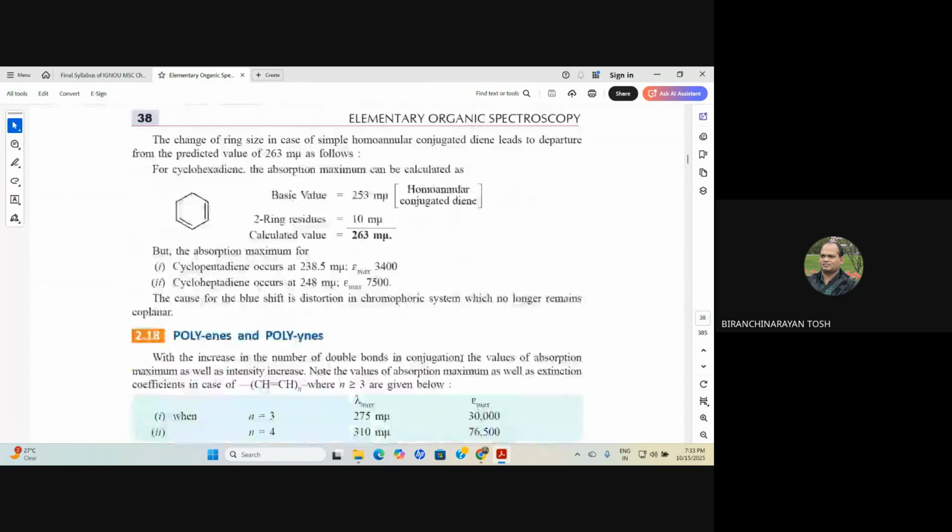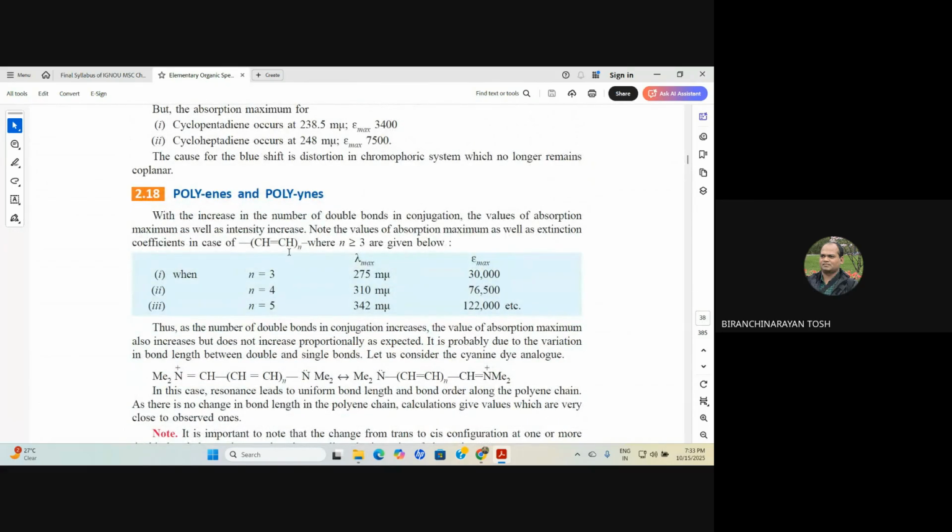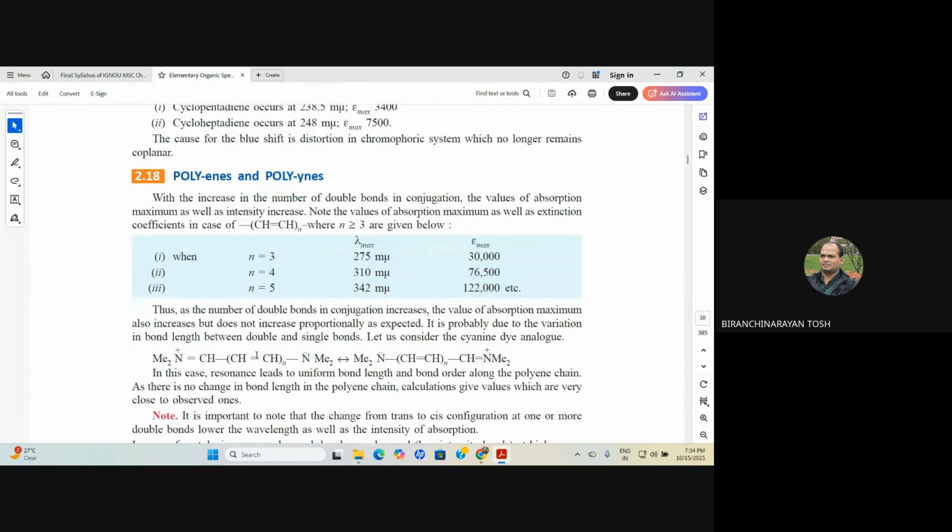These polyenes I told, an example I have given, diphenyl polyene. See, when n equal to 3, 275, as I told, is colorless. Now it is increasing, color is deepening. I told diphenyl polyene, this is a different thing. Here only the polyene is given, the residue is not given, substituent is not given. So this is the absorption. As the number of double bonds in conjugation increases, the value of absorption maximum also increases, but does not increase proportionately as expected. It is probably due to the variation of bond length between double and single bond.